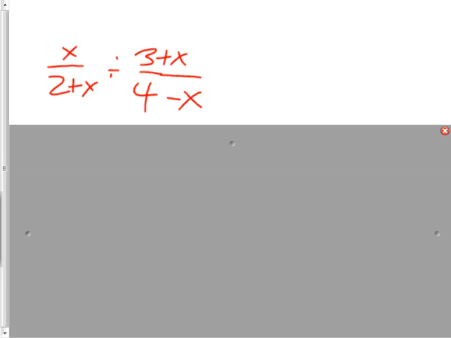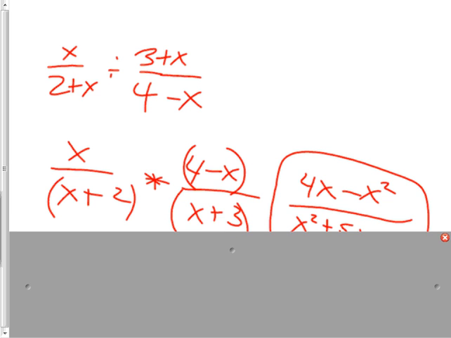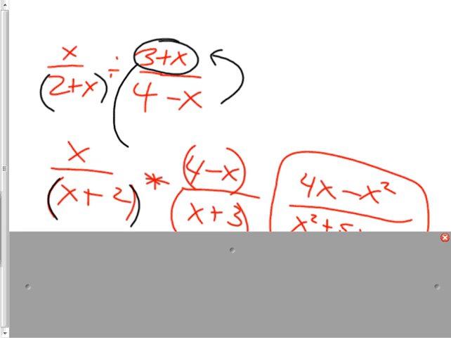Second one. So if I change this problem to the same at the beginning, x over, I just changed it to x plus 2 instead of 2 plus x. Right here, I just reversed these two. And then I changed it to times, and I flipped it. This went up to the top and became 4 minus x on the top. And I changed 3 plus x into x plus 3. Anyway, so I changed it to a multiply. Now I multiply across the top, multiply across the bottom. Then, what are you supposed to ask yourself?